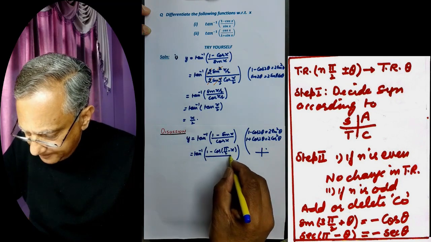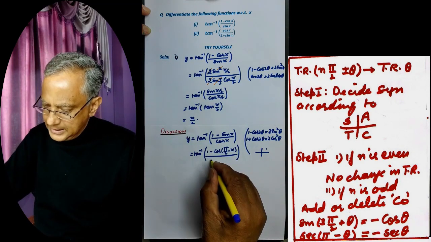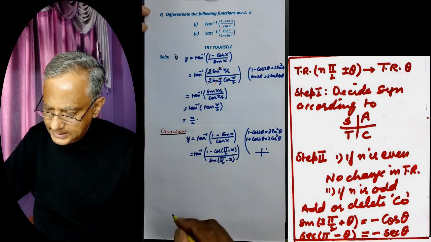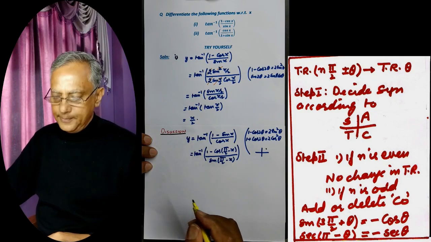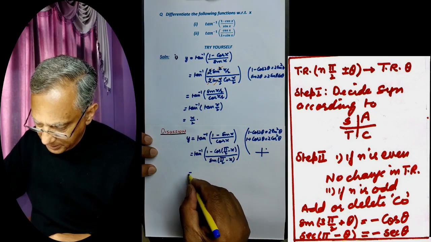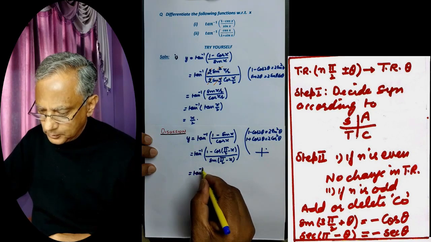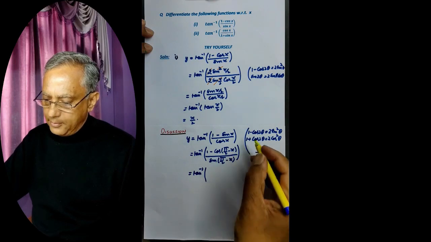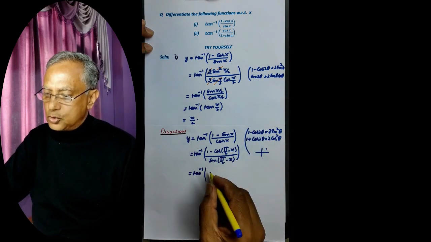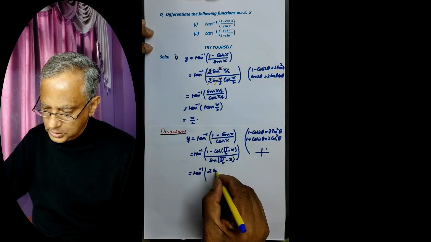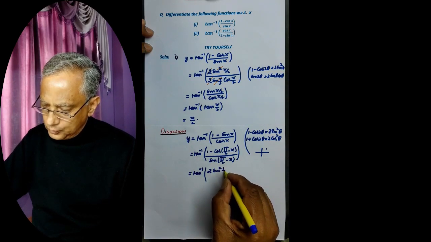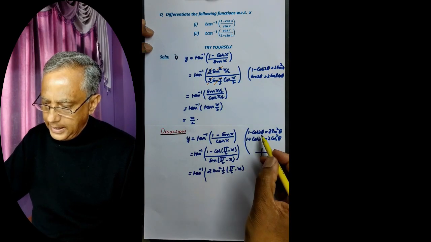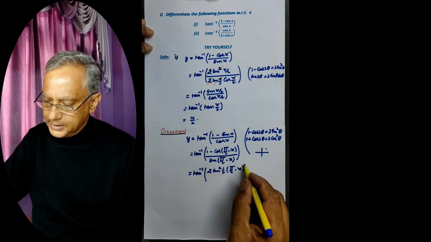Whole divided by, I can write this as sine of pi by 2 minus x, which can be written as tan inverse. Now 1 minus cos 2 theta is 2 sin square theta. So this will be 2 sin square 1 by 2 of pi by 2 minus x. We must have half of this.